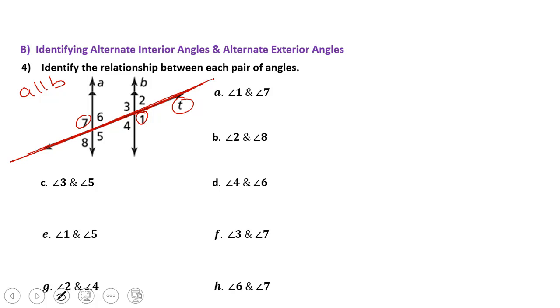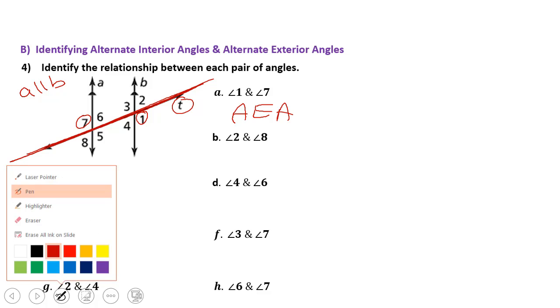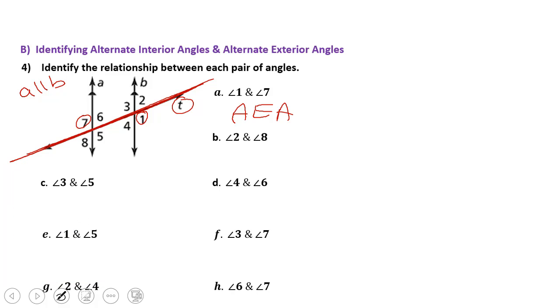So I can see that 1 and 7 are on opposite sides, alternate sides of that transversal. And they are on the outside or the exterior of the parallel lines, so we're talking alternate exterior angles. B says 2 and 8, so 2 and 8 are also opposite sides of the transversal, alternate sides of the transversal, outside the parallel lines or on the exterior. So 2 and 8 are also alternate exterior angles.